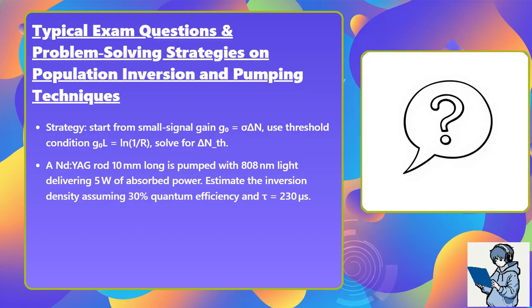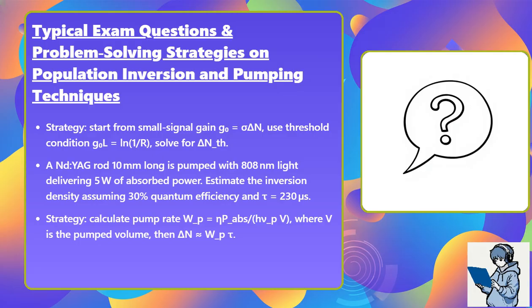An Nd:YAG rod 10 mm long is pumped with 808 nanometer light, delivering 5 watts of absorbed power. Estimate the inversion density, assuming 30% quantum efficiency, and tau equals 230 microseconds. Strategy: calculate pump rate W sub P equals eta P sub abs divided by h nu sub P times V, where V is the pumped volume, then delta N approximately equals W sub P tau.